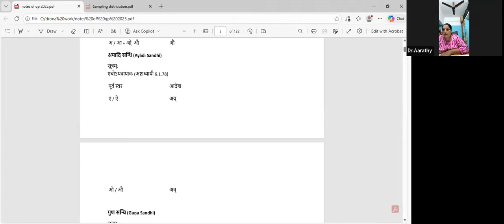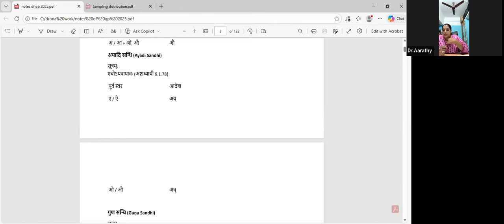Aya, Av, Aya, Av. Okay, so A means it is replaced. So the condition is that Purva Padam ends with A, I, O, Av, and Parapadam starts with a Swara. In that case, if it is A plus Swara, it is I. If it is O plus Swara, then it is Av. If it is I plus Swara, it is I. If it is Av plus Swara, then it is Av.